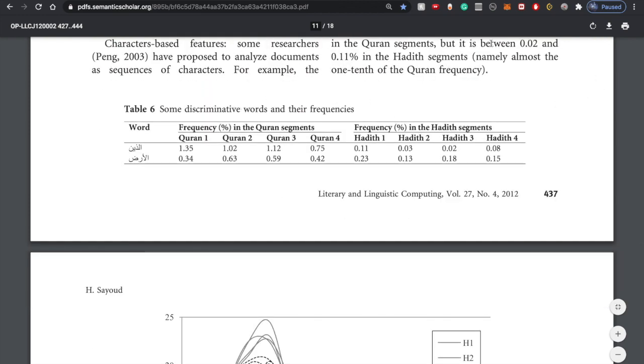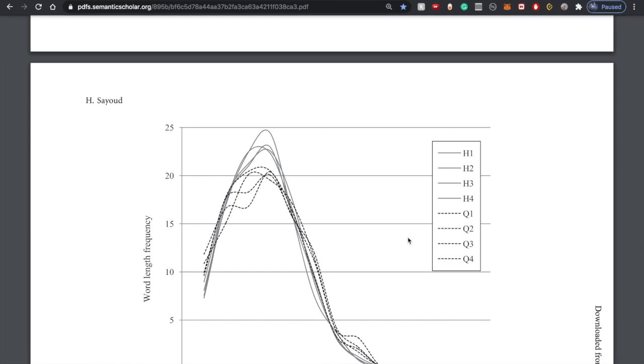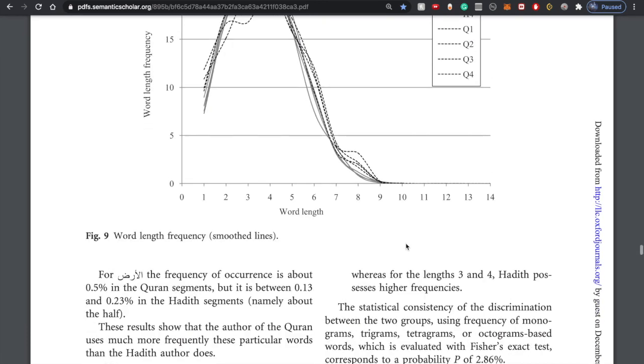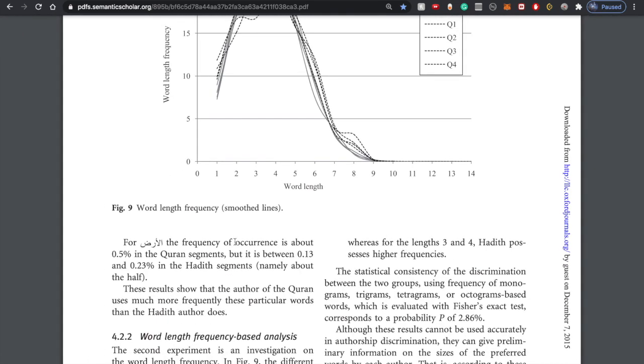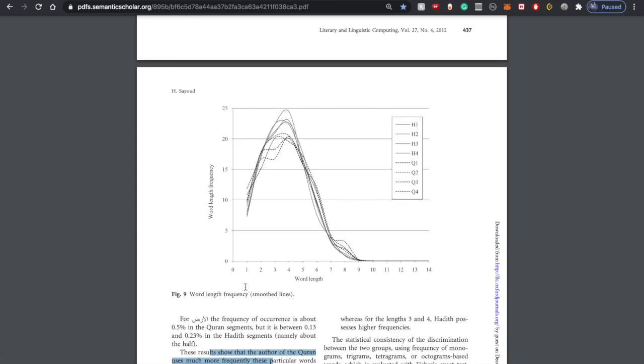These go together, and this group goes together, but they do not go together on their own. Right, so the results show that the author of the Quran uses much more frequently these particular words than the Hadith author does.